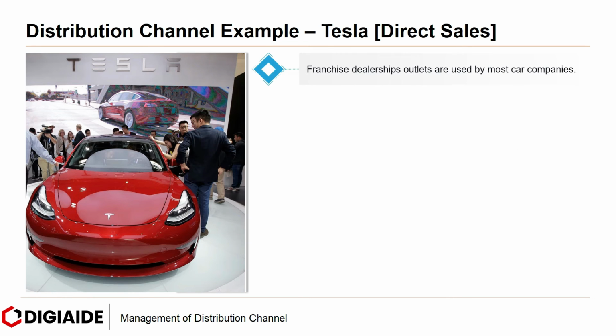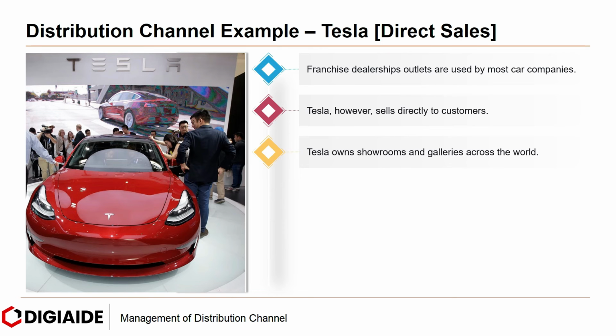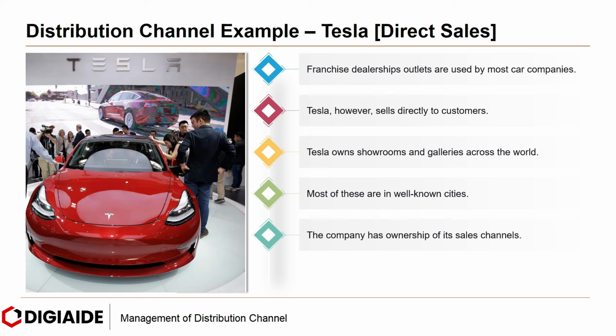The final example of distribution channel is Tesla, direct sales. Franchise dealership outlets are used by most car companies. Tesla, however, sells directly to customers. Tesla owns showrooms and galleries all across the world. Most of these are in well-known cities. The company has ownership of a sales channel. This way, they believe they can increase the speed by which products are made.